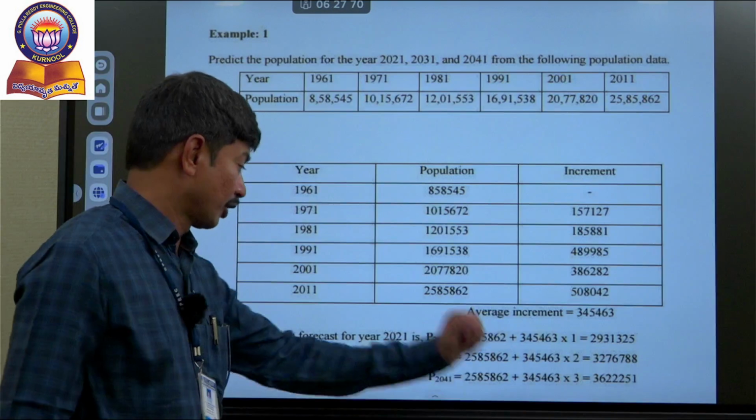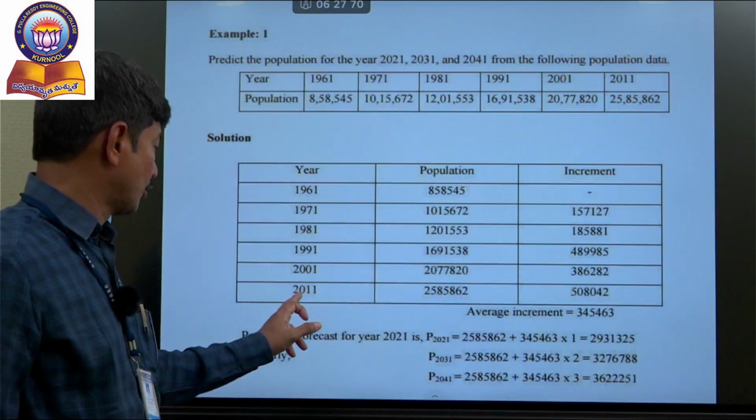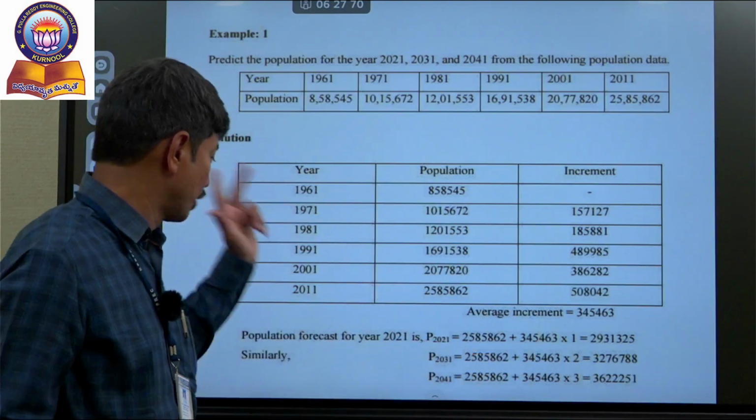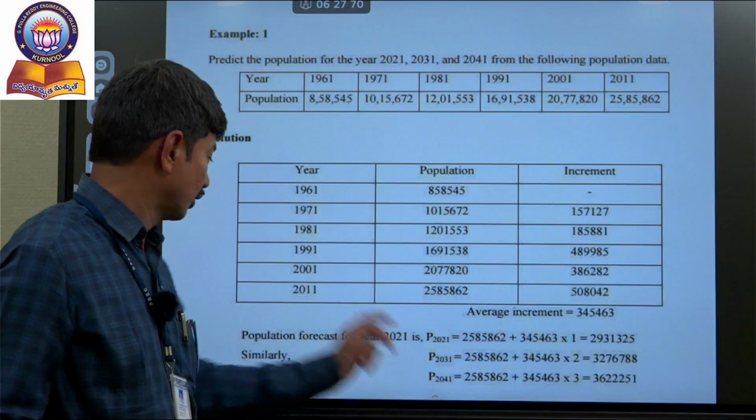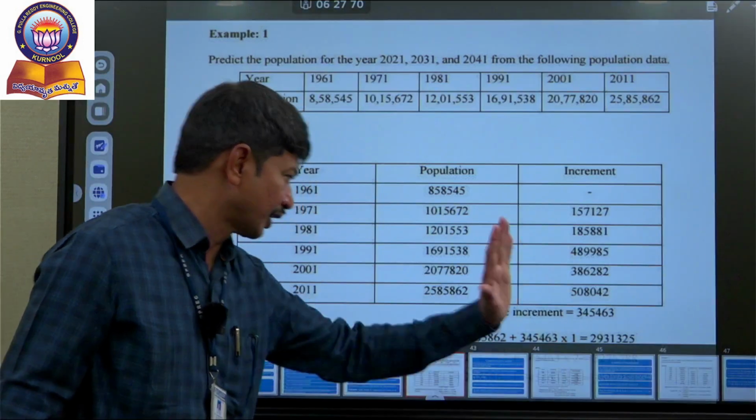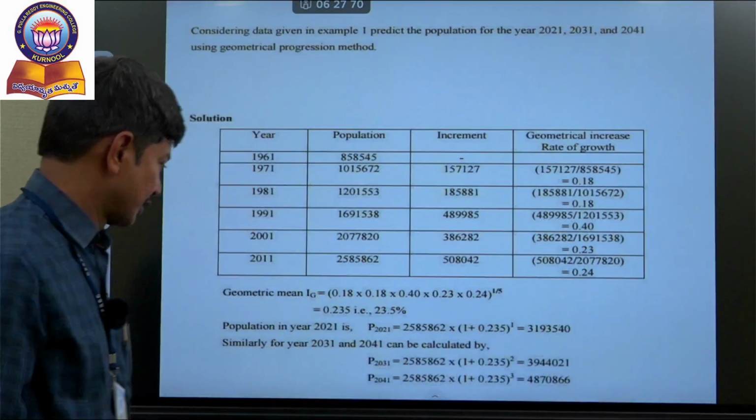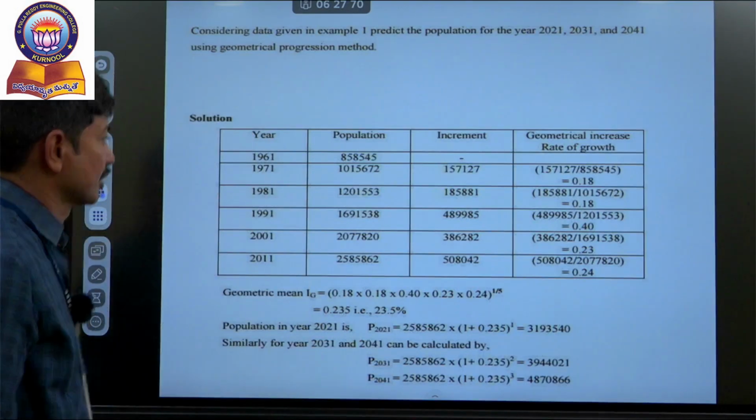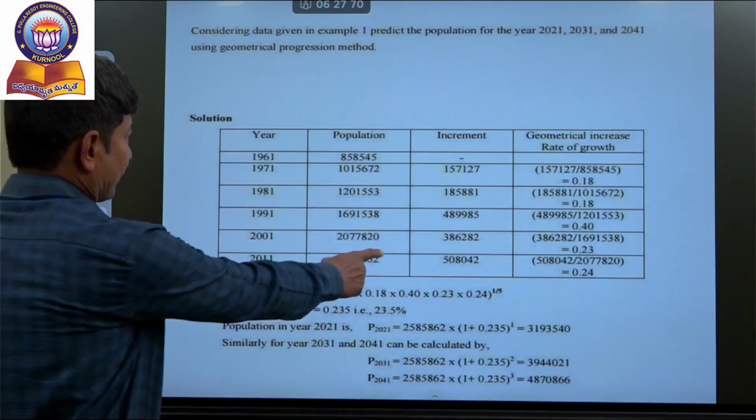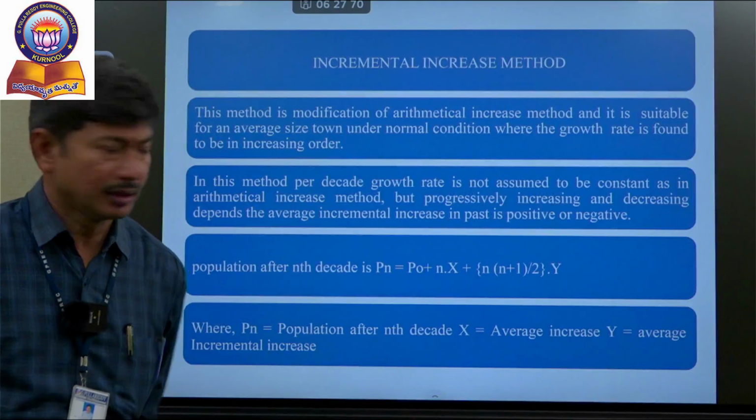Forecasting the 2031 population, how much? For 2031, what is the number of decades? 2. Present 2011 to 2021, 1 decade. 2011 to 2031, 2 decades. 2011 to 2041, 3 decades. So the n value is increasing, 1, 2, 3. n represents the number of decades, right? This is the calculation process of the arithmetic increase method. Then come to the next one, the incremental increase method.